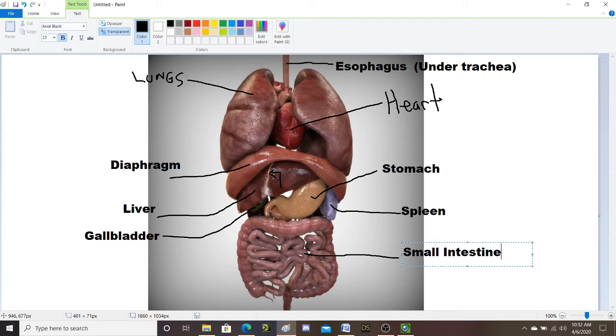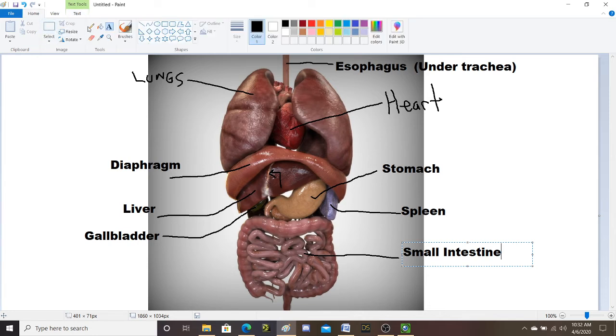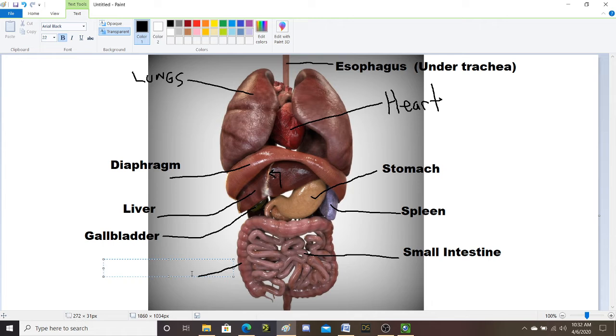Then we have what looks like a picture frame going around the small intestine. This picture frame going around the small intestine is your large intestine. Our large intestine is named after its diameter because it's got a larger diameter, so we call it the large intestine. But it's a picture frame going around your small intestine.